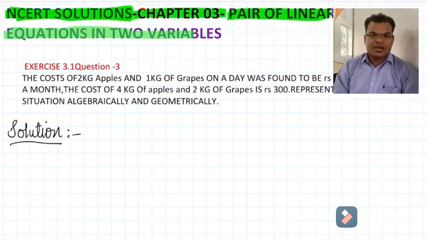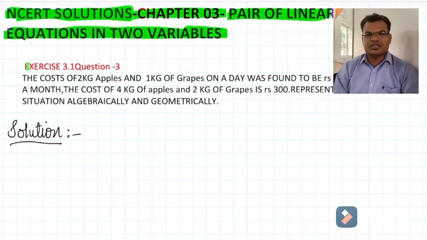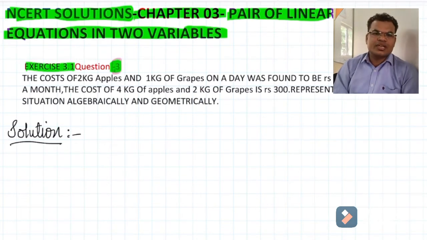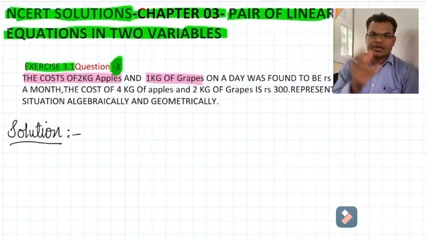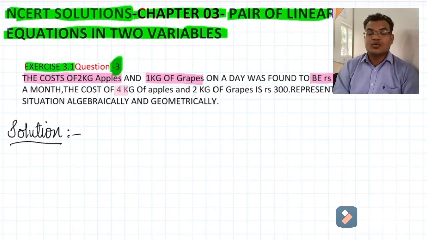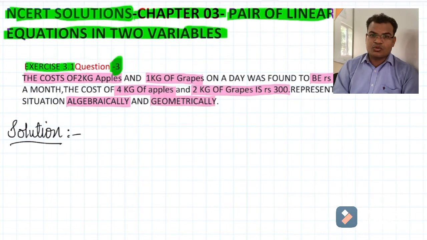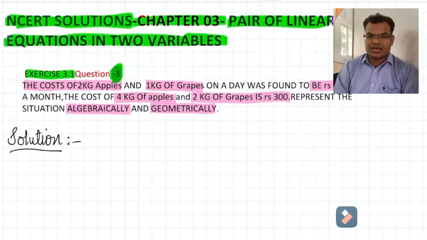The question number 3 from the pair of linear equations in two variables. Again, the condition will be given to you, and you have to follow the algebraic and graphical representation. So what is there in question number 3? Just look here. The cost of 2 kg apples and 1 kg grapes is rupees 160. And the second condition: 4 kg apples and 2 kg grapes is 300.